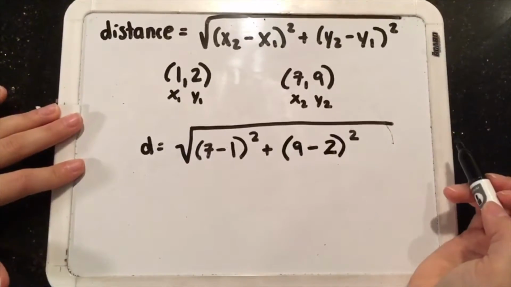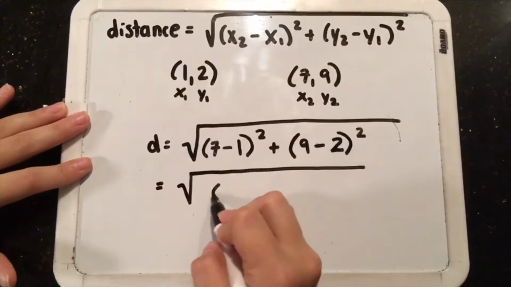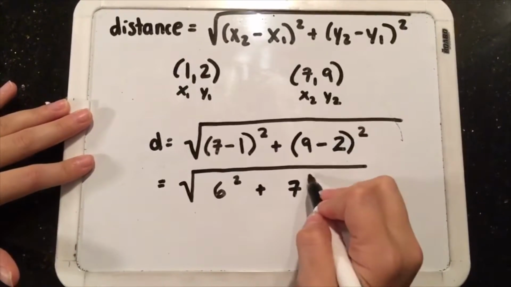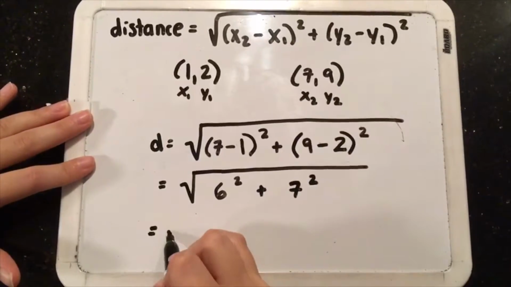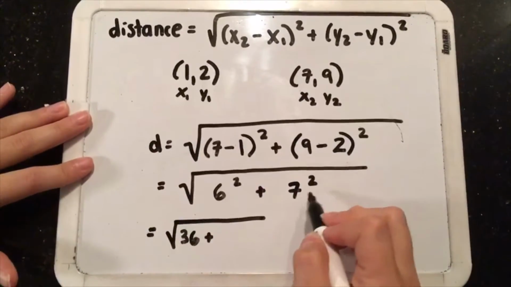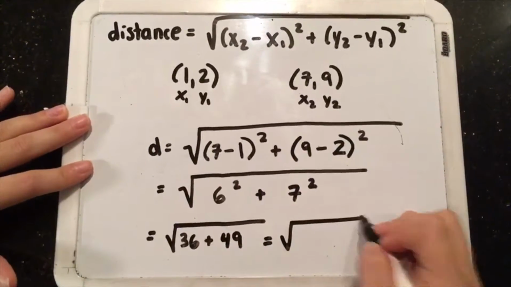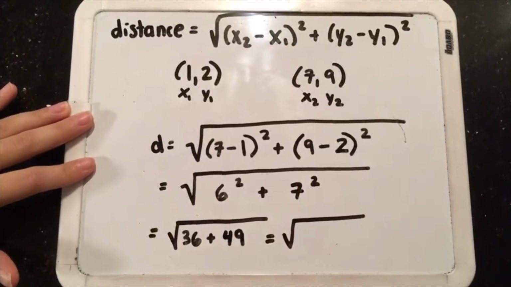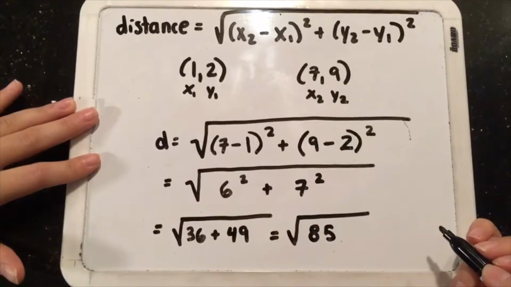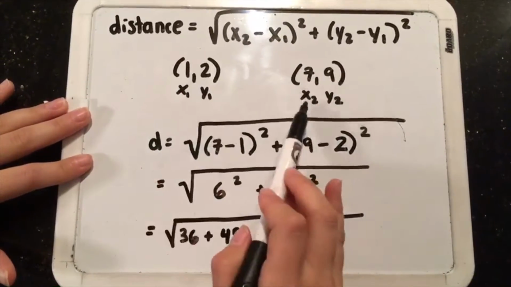squared. This is going to equal the square root of 6 squared plus 7 squared, which equals the square root of 6 squared is 36, 7 squared is 49, which equals the square root of 36 plus 49, 85, and we'll leave it as the square root of 85. That's the distance between the first point and the second point.